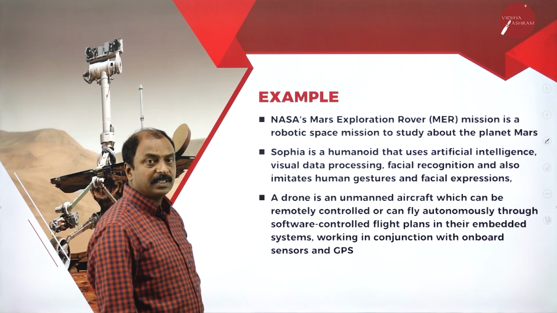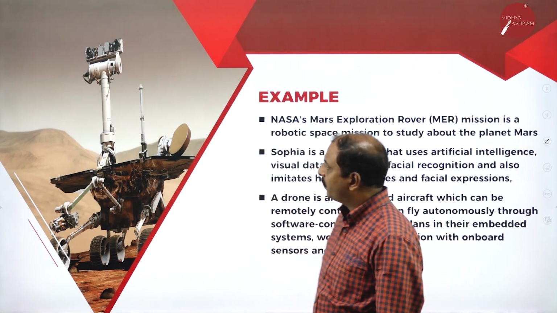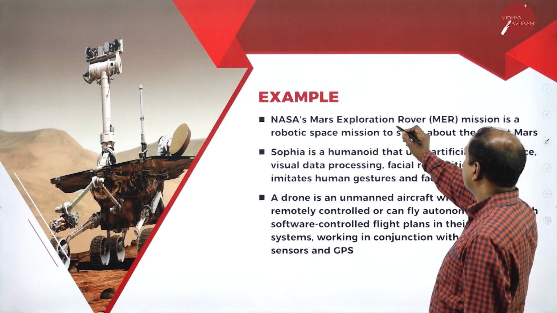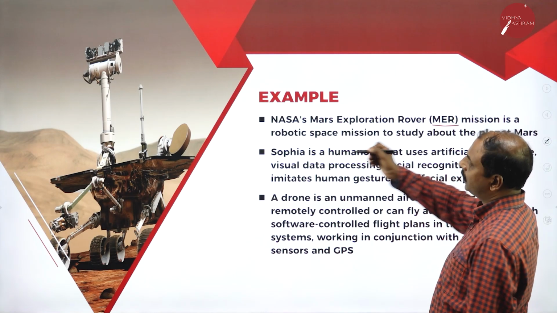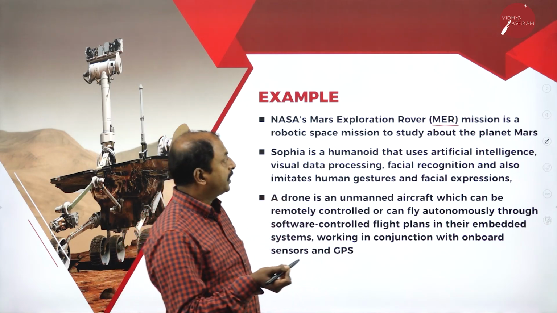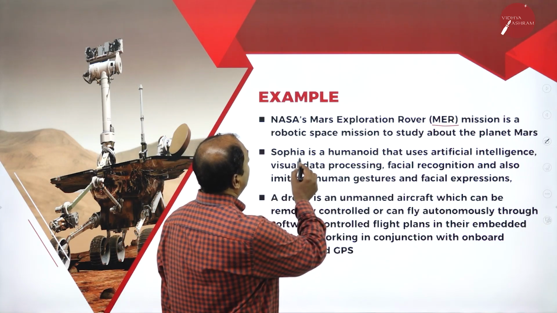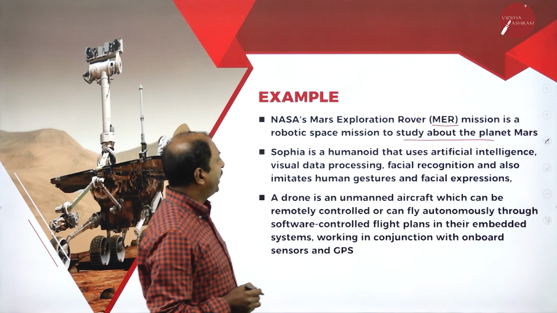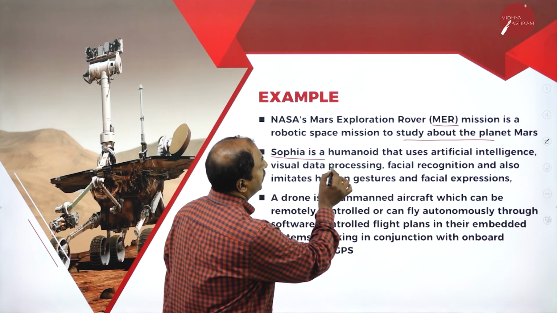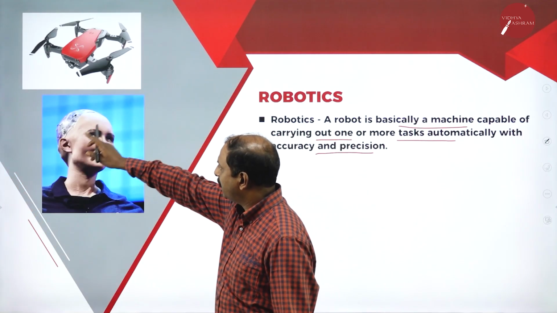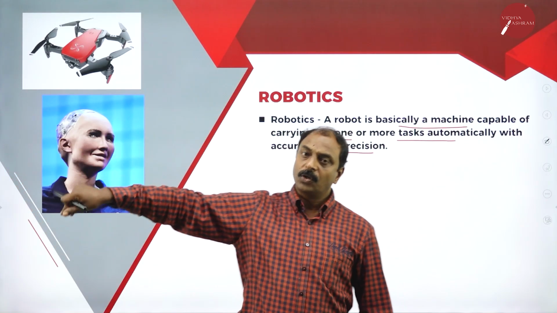And here, look at the examples for that. This is the image of NASA's Mars Exploration Rover, MER. It is one of the robotic technologies. That mission is a robotic space mission to study the planet Mars. Another example is Sophia, a humanoid. Now look at the previous slide. See, this is what I'm talking about. This is one robot.